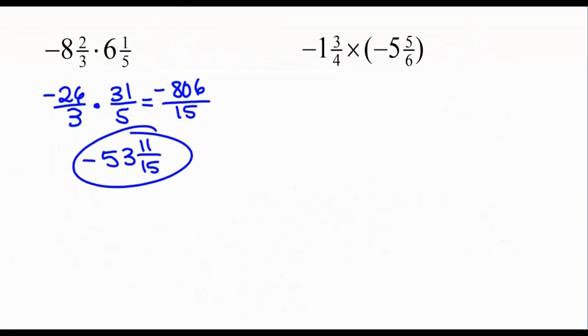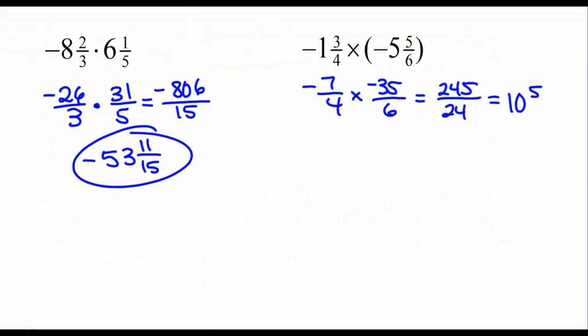Next, negative 1 3/4 times negative 5 5/6. I know this is going to be a positive because it's a negative times a negative. So if I write these as improper fractions, I get negative 7/4 times negative 35/6. And then when I multiply the numerators together, I get a positive 245. And the denominators together, I get 24. And that is 10 5/24. Positive because it was a negative times a negative. And there's my result. So multiplying fractions, multiplying decimals, and multiplying mixed numbers.